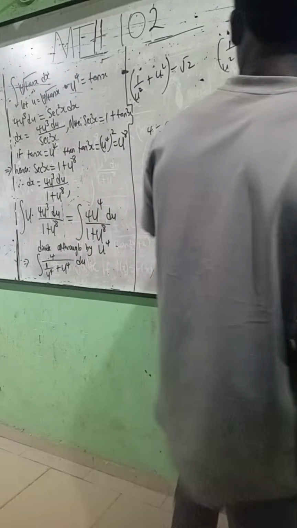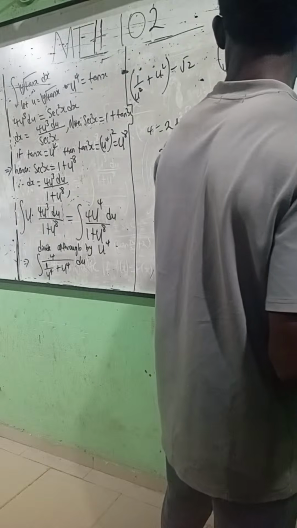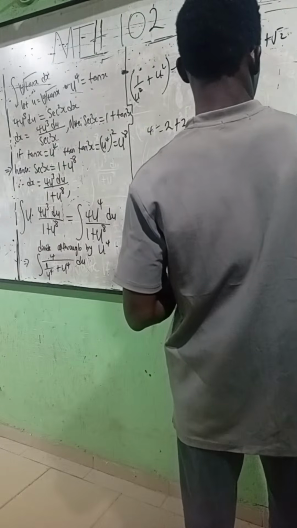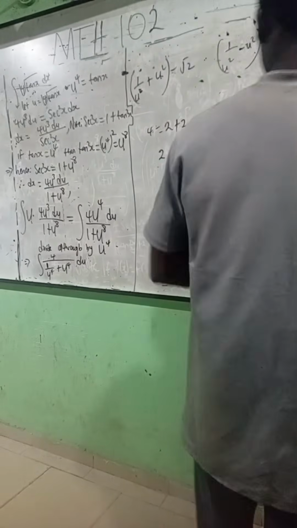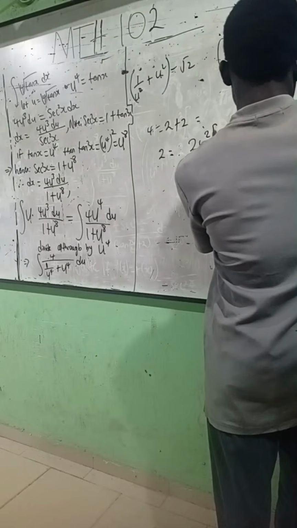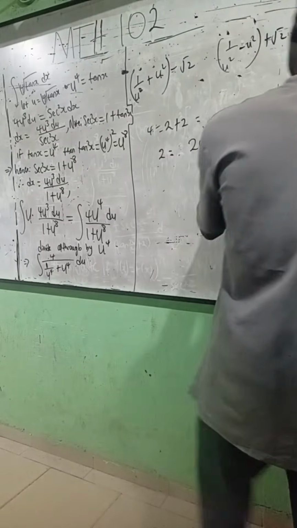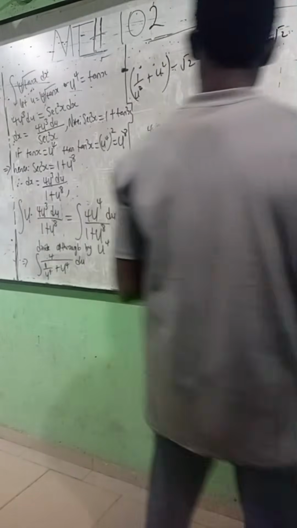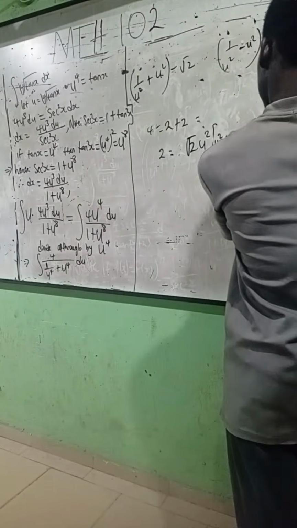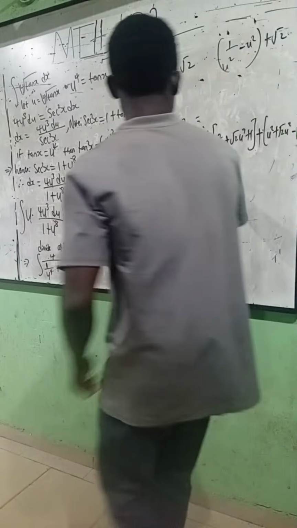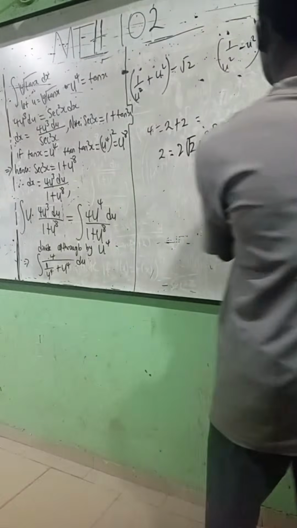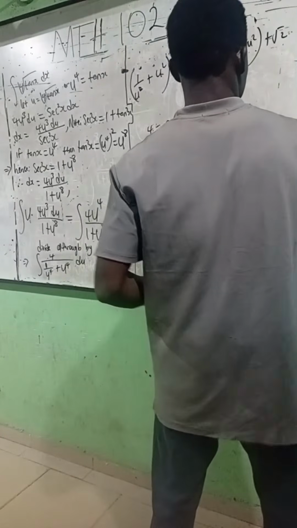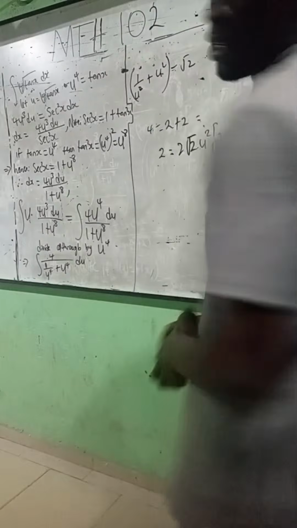Don't worry, I'm getting there. 2u square, u square. This one is plus. Okay, this is plus. Then this is minus 1. So this is plus. Okay, so 2 root 2 u square. So 2u square. 2 root 2u square. So then now we have, so this will be minus. This will be minus.